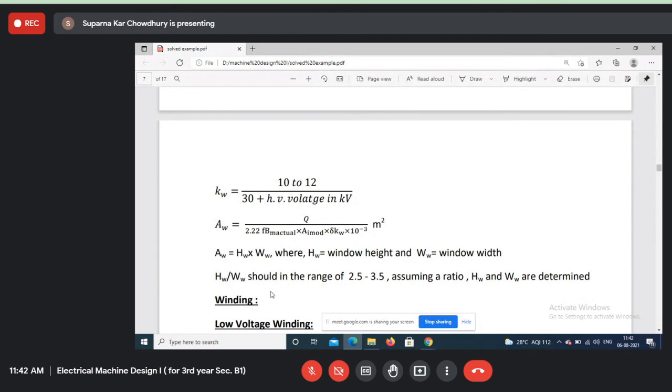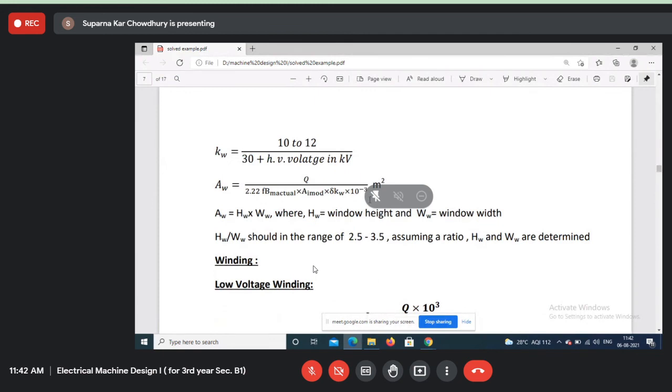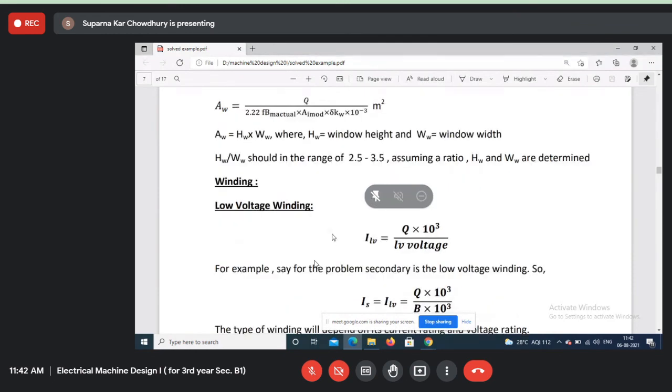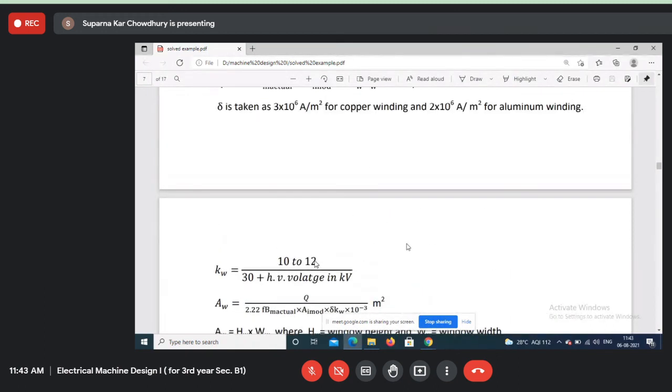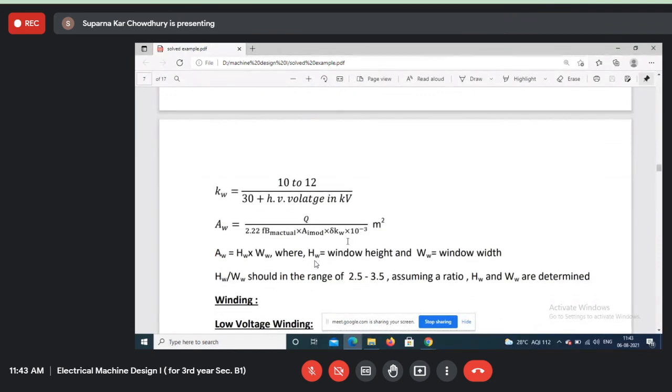So I will stop here today, and I will ask you to calculate up to this point, that is up to the window dimension. Then in the next class, we can discuss whether anyone has any problem in finding the steps or anything. Then we will go to the low voltage winding. So you will take some time. So you calculate up to this, that is the window area for your respective problem that is given, and we will meet again next Friday at the same time.